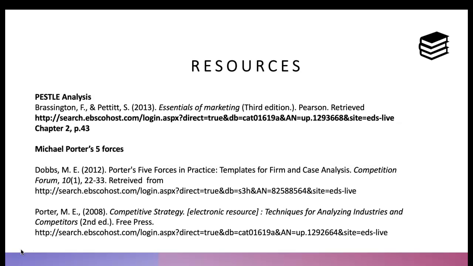So I've put a couple of sources together here. If you'd like to understand the PESTLE analysis better, you can look at Brassington and Pettitt, Essentials of Marketing. Now this is an ebook on the library, so if you click on that link, it'll go to chapter 2, page 43. They use something called a STEEPLE analysis because they've also added in ethics. So it's political, economical, social, technology, legal, environmental, and ethics. They've rearranged the letters, but it's pretty much the same approach. It's looking at different factors.